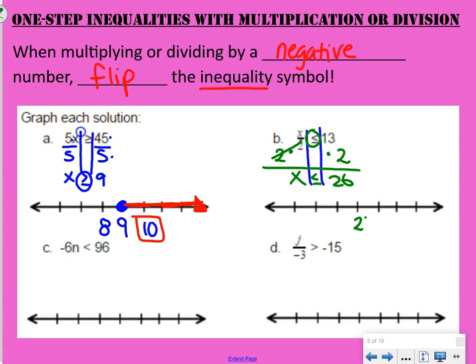Graphing this, we put 26 in the middle, a number bigger on the right, number smaller on the left. Less than or equal to. That equal to piece means closed circle. And we want to shade in the less than direction. 25 is less than 26, so we're going to shade in that direction.